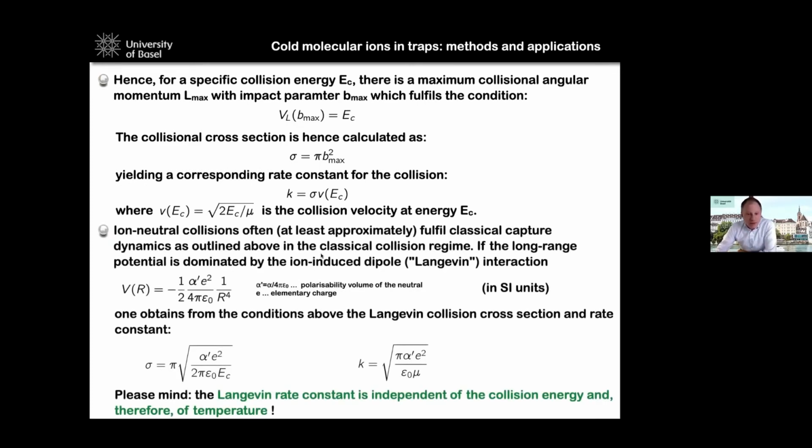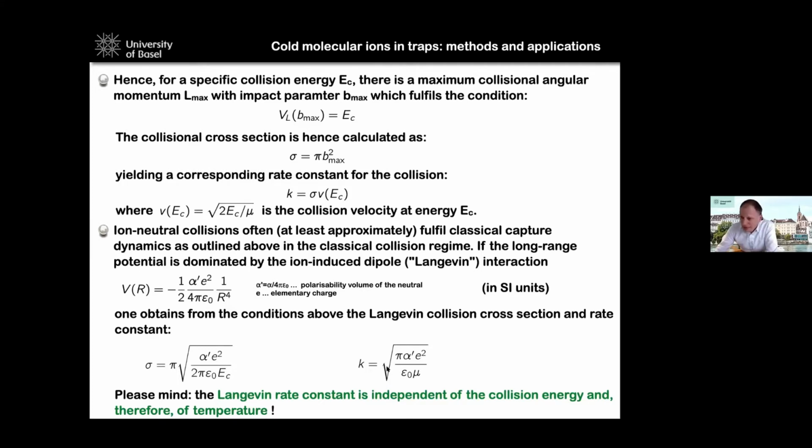So if this long-range interaction potential is dominated by the Langevin interaction, meaning the ion-induced dipole interaction, and I give it again here, this time in SI units, then one can work out from this collision the cross-section and the rate constant for this specific potential. And one finds that the cross-section has this form and the rate constant has this particular form. And now let's just focus on the rate constant for a moment.